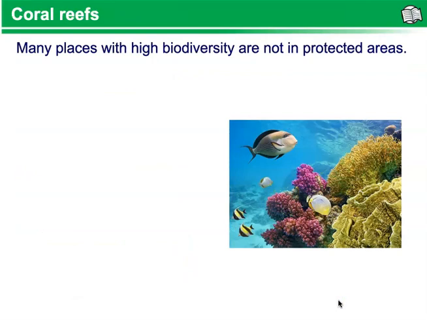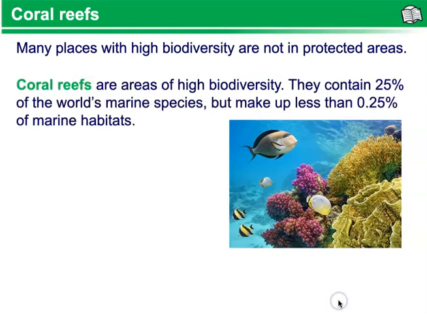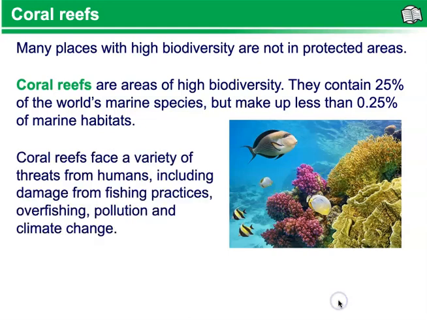Coral reefs. Many places with high biodiversity are not in protected areas. Coral reefs are areas of high biodiversity. They contain 25% of the world's marine species, but make up less than 0.25% of marine habitats. Coral reefs face a variety of threats from humans, including damage from fishing practices, overfishing, pollution, and climate change.